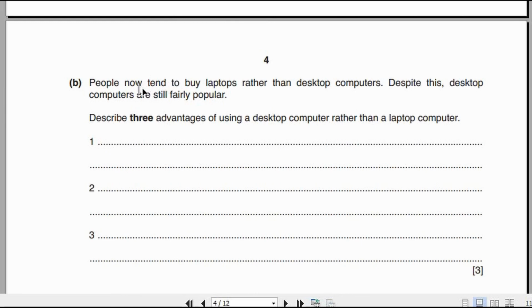People now tend to buy laptops rather than desktop computers. Despite this, desktop computers are still fairly popular. Describe 3 advantages of using a desktop computer rather than a laptop computer. So we are supposed to write the advantages of using a desktop, not of buying a laptop. So what are the benefits that we can get?